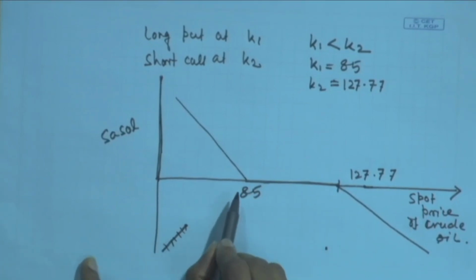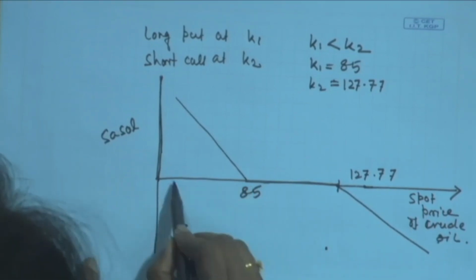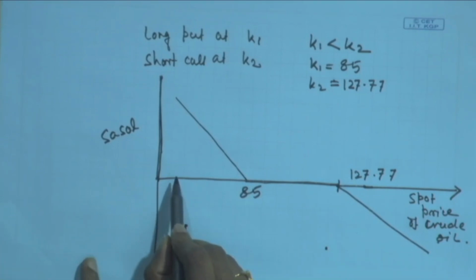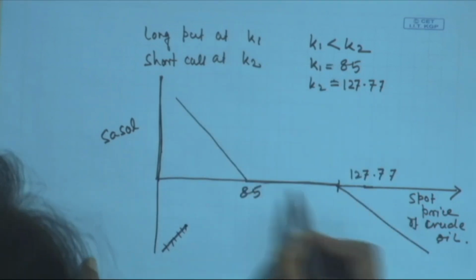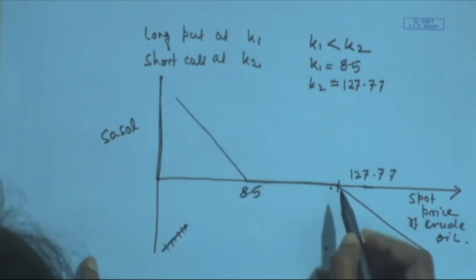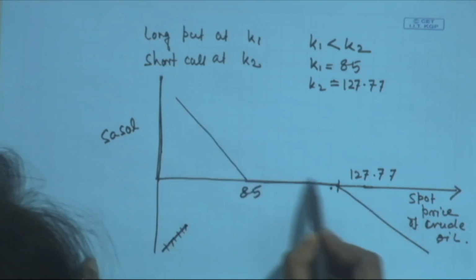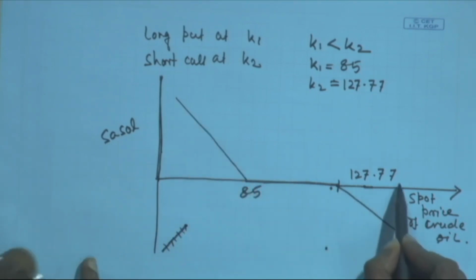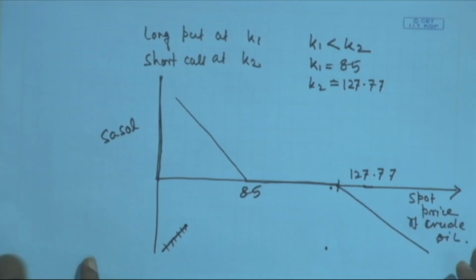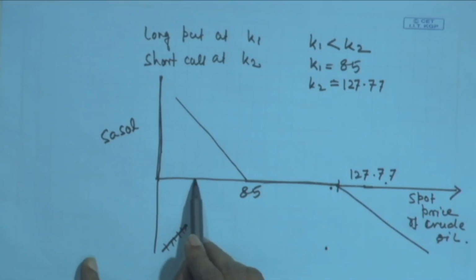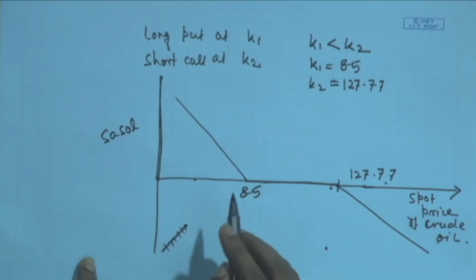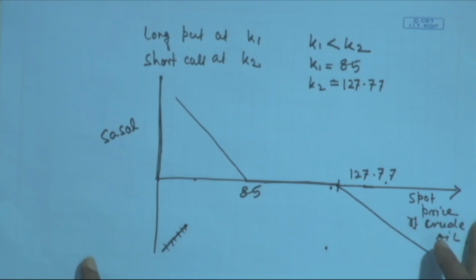So any price less than $85, the company is going to benefit from the long put position. Without this short call option, its payoff would be like this. But with the short call option, its payoff is going to be this. So if the crude oil price is more than 127.77, it is going to incur a loss. And if the crude oil price is less than 85, it is going to get the benefit from the long put position.